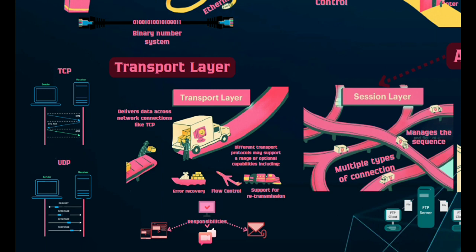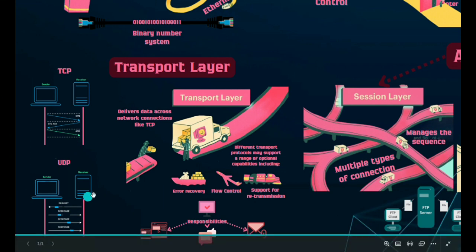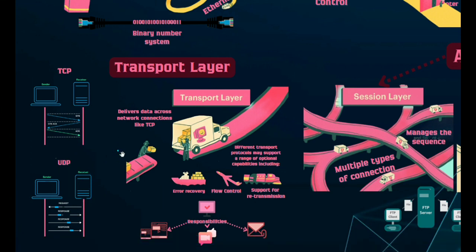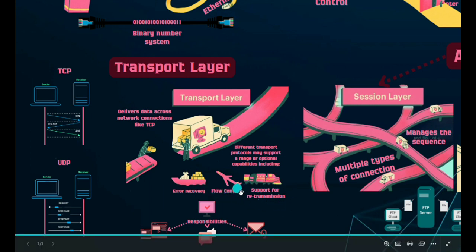The next is the transport layer. The transport layer delivers data across network connections. TCP, Transmission Control Protocol, and UDP, User Datagram Protocol, are the most common examples of transport layer network protocols. Different transport protocols may support a range of optional capabilities, including error recovery, flow control, and support for retransmission.